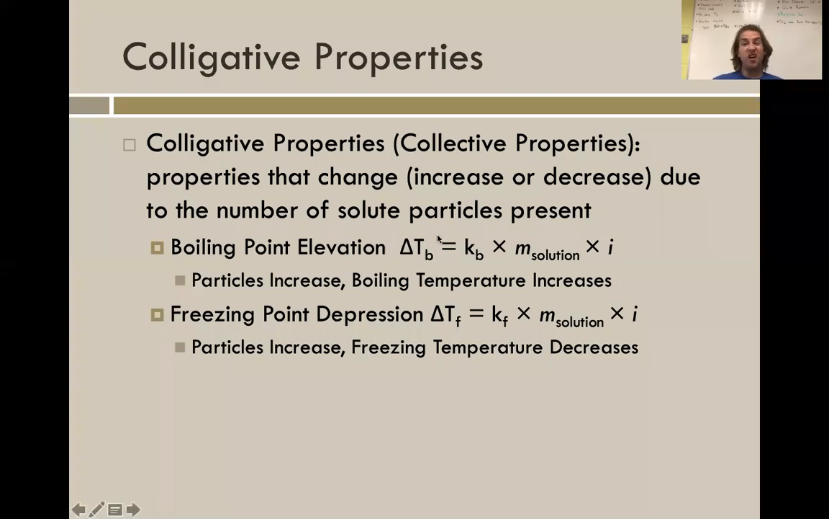So now that we've talked about all the different ways that we can determine the concentration of our solutions, let's dig back into colligative properties. We said that colligative properties are just any property that will change, either increase or decrease, due to the number of solute particles present. If there are more particles or fewer particles present, what effect does that have on a property of a substance?